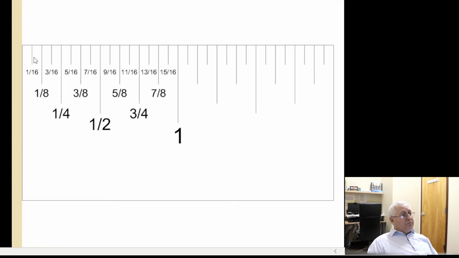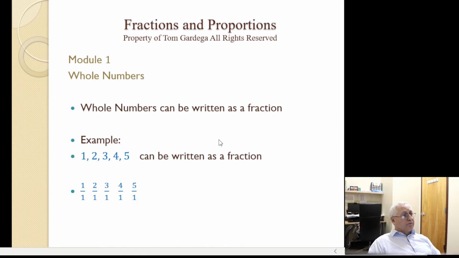Looking at it again, these minor marks, the shorter marks, are the ones that have 16 in them as a denominator. The next longest mark are the eighths, 1/8, 3/8, 5/8, 7/8. The quarters, 1/4, 3/4. Finally, the half is longer than those three, and the 1 inch is the longest yet. That's the whole number. That would be 16/16.